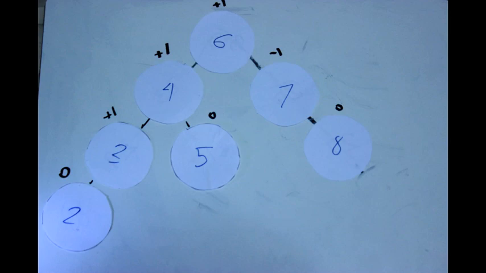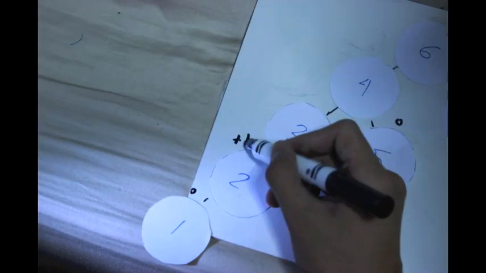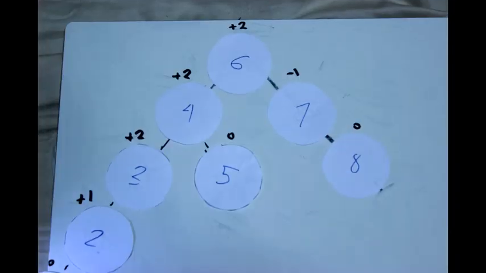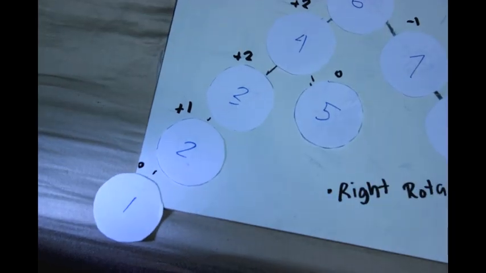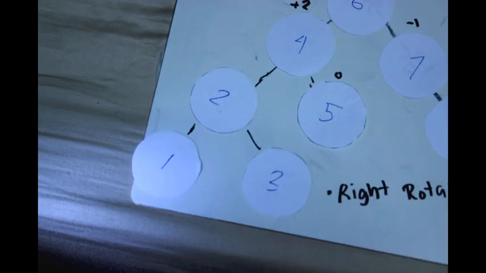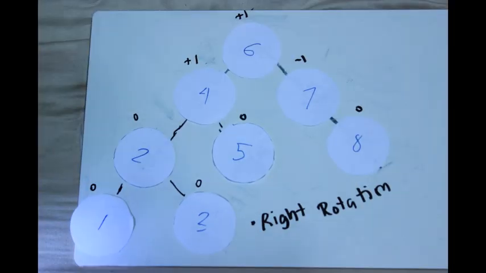Lastly, we insert 1. But now, there are 3 nodes with a balance factor of positive 2. But since 3 has the highest level, we balance 3 first. 3 has a balance factor of positive 2 and 2 has a balance factor of positive 1. So we perform right rotation. After checking the balance factor of each node, we finally have our balanced tree.